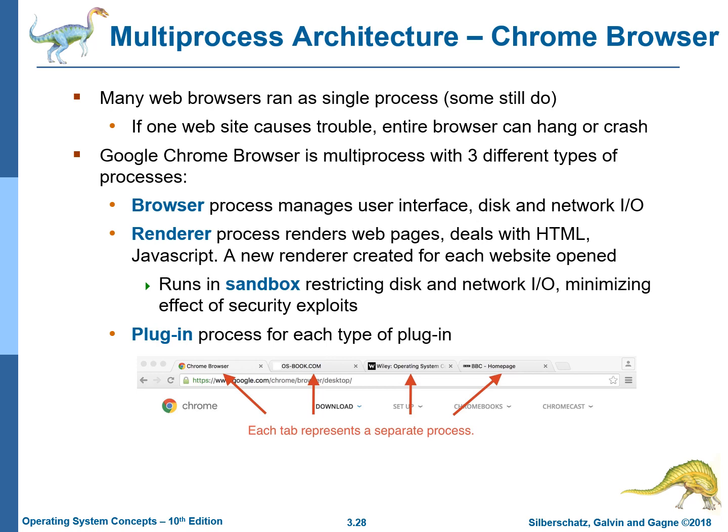Google Chrome browser is multi-process with 3 different types of processes. Browser process manages user interface, disk, and network input-output. Render process renders web pages, deals with HTML and JavaScript. A new renderer is created for each website opened. It runs in a sandbox, restricting disk and network input-output, minimizing the effect of security exploits, and there is a plugin process for each type of plugin.